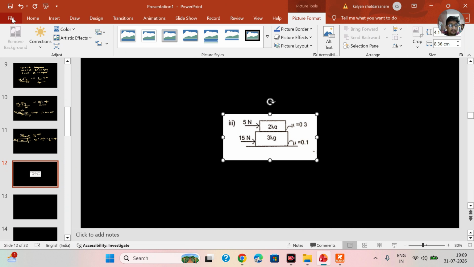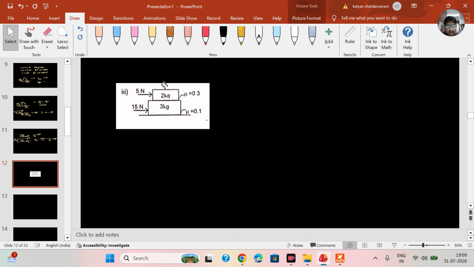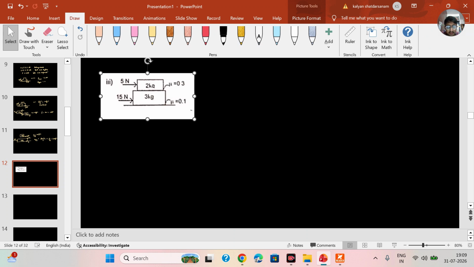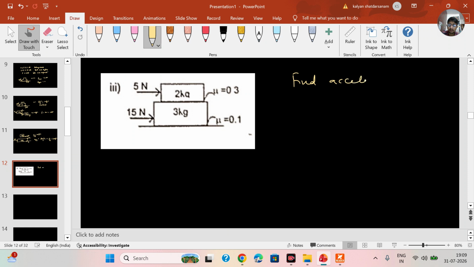What you have to find? You have to find the acceleration of both the blocks and the friction acting on them. Okay, 2 kg, 3 kg blocks are there, coefficients are given. So find acceleration of blocks and friction on them. Can you give a try to this?